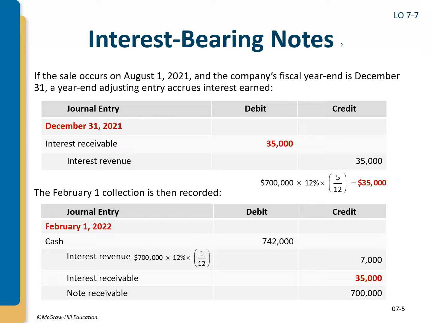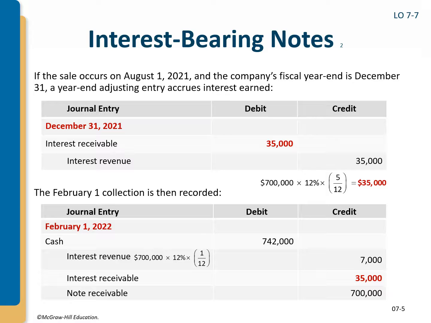What happens if this occurs? Just to backtrack, in our first example, the note began and ended in the same accounting year. But what if this note instead was dated August 1st and it's 6 months? So September 1st, October 1st, November 1st, December 1st, January 1st, February 1st. So this loan is not going to be paid back to Stridewell until February 1st, 2022.